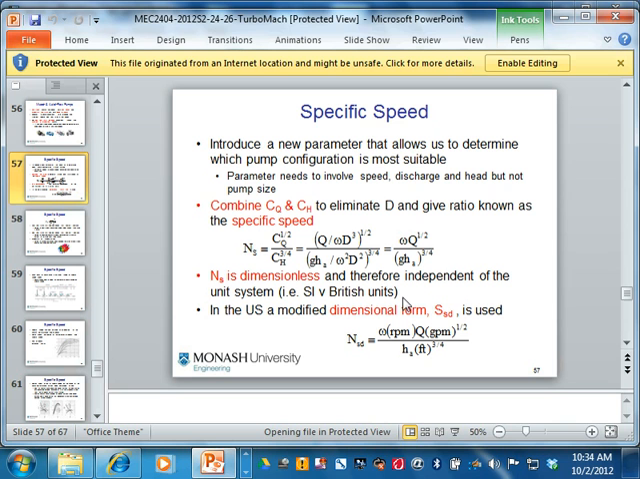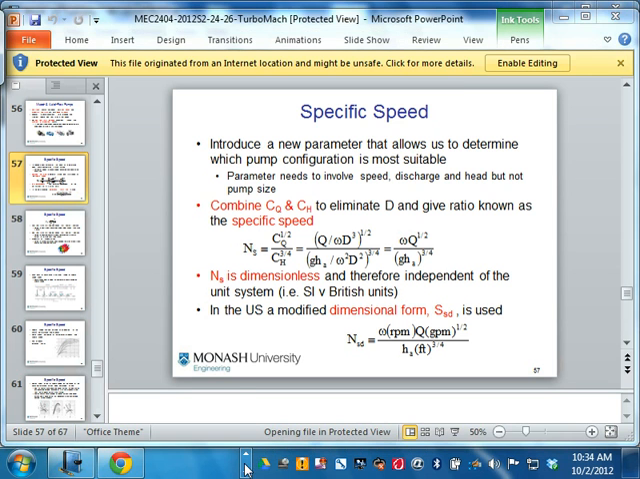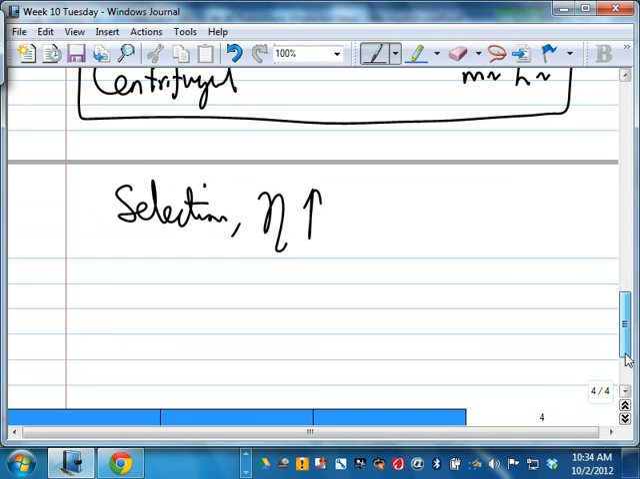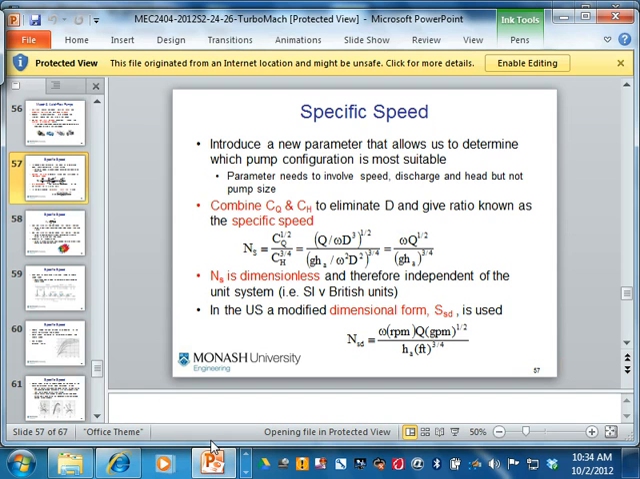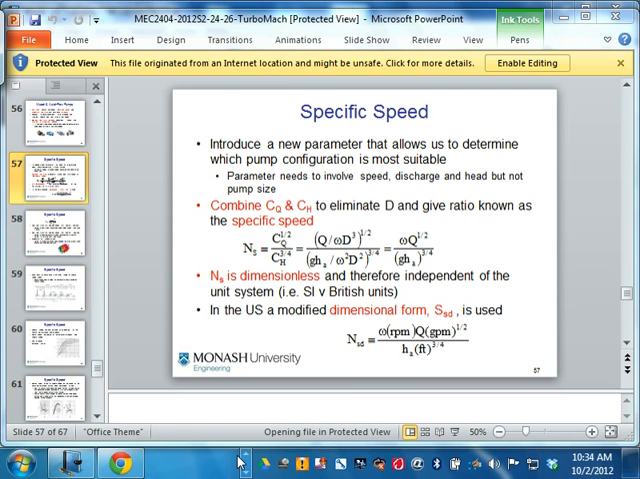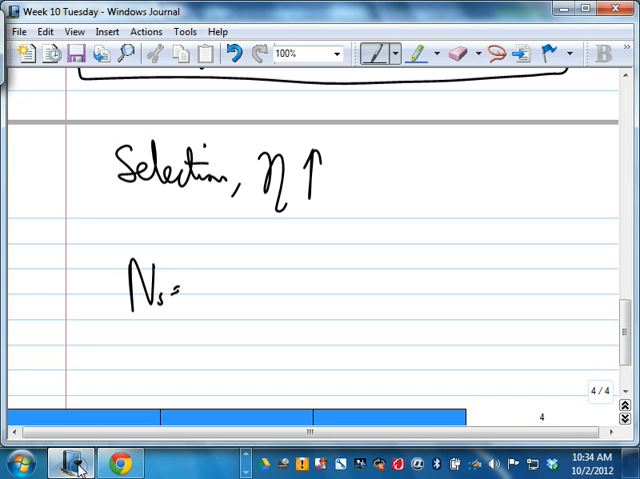So I write it down. Okay, so NS is equal to, what is it? Omega Q to the half over g head pump to the 3/4. Is it correct?